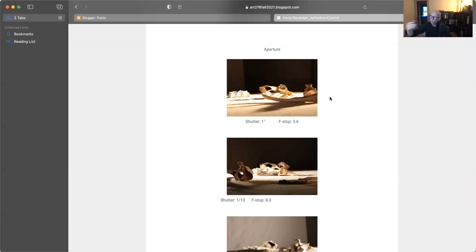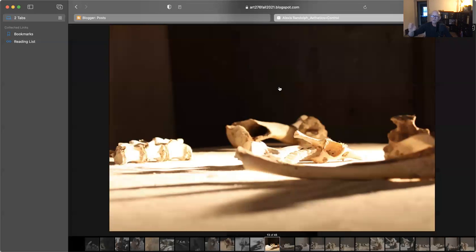And so when we're looking at them, first thing to understand is as the number gets bigger, the hole gets smaller. So 11 represents a smaller hole than 5.6. 8 is in between those two. What are those numbers? Those are whole numbers. So 5.6, 8, 11, 16, 22, those are the numbers you want to think about. Anything in between those are half steps or third steps, that kind of thing.